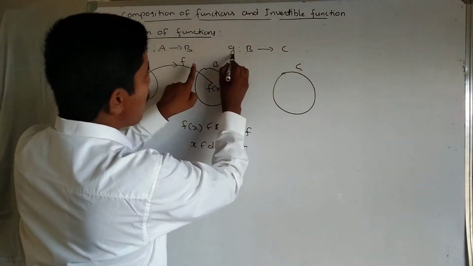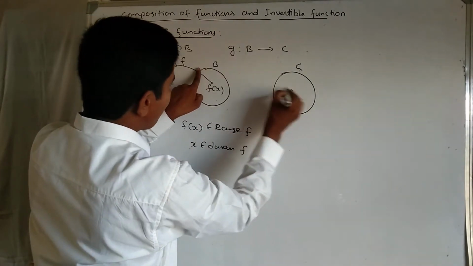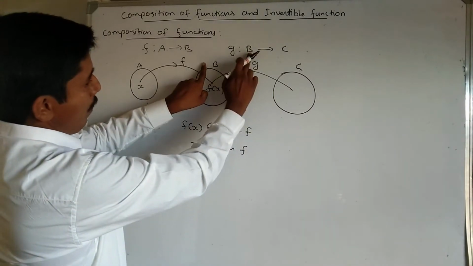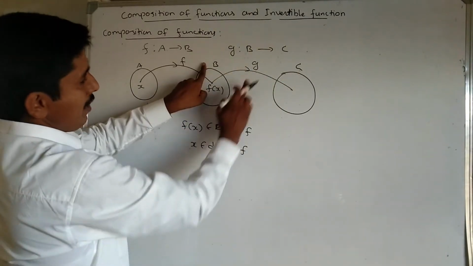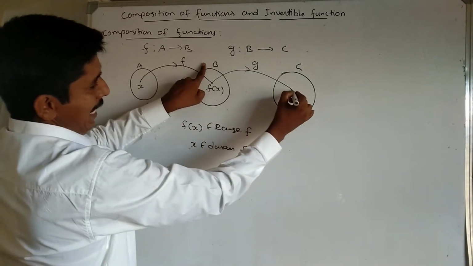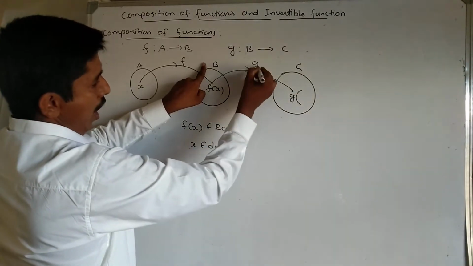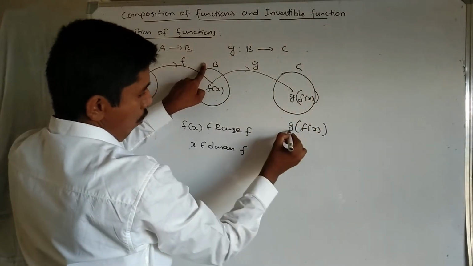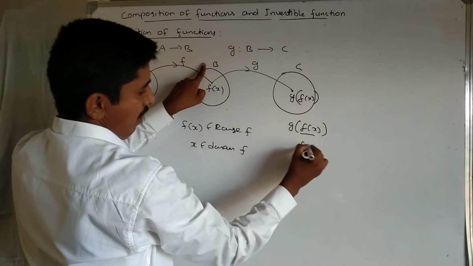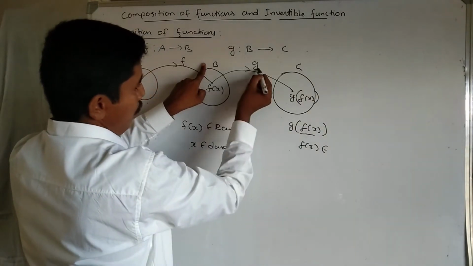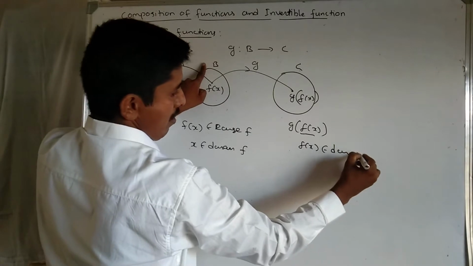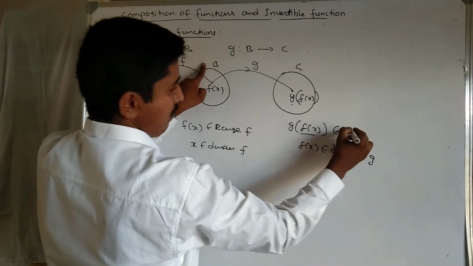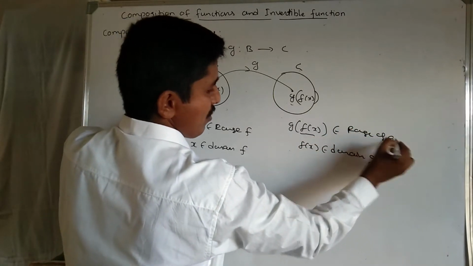Set C. g function is defined from set B to set C. g has domain elements from set B and codomain set C. Here g's domain element f of x has its range element of the form g of f of x. Mind it, in g of f of x, f of x belongs to the domain of g, which is important, and g of f of x belongs to the range of g.